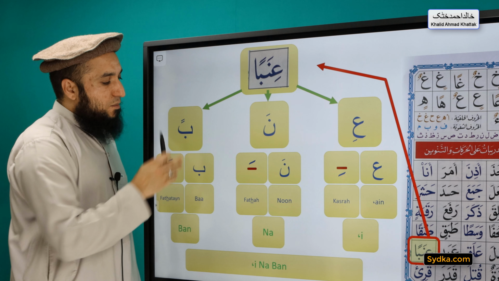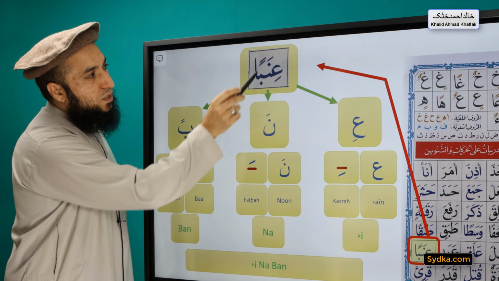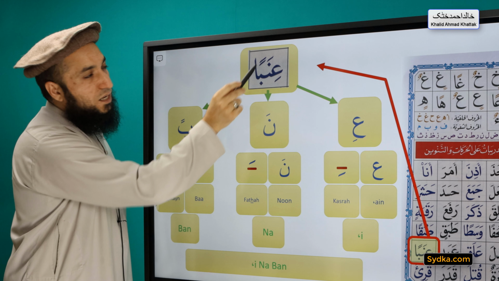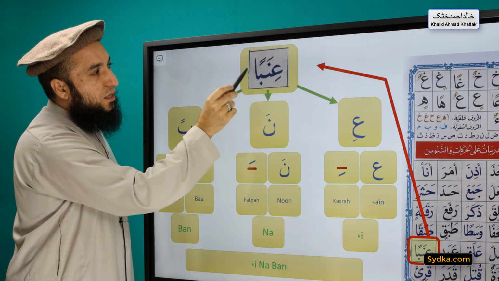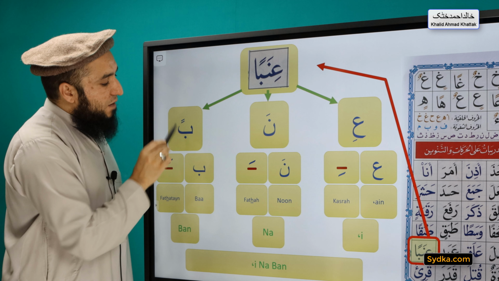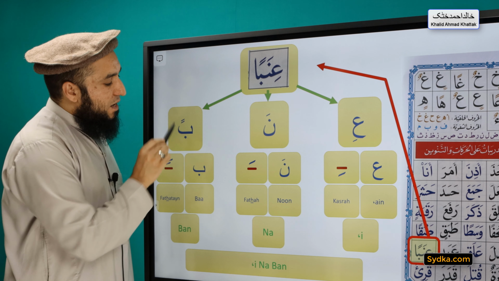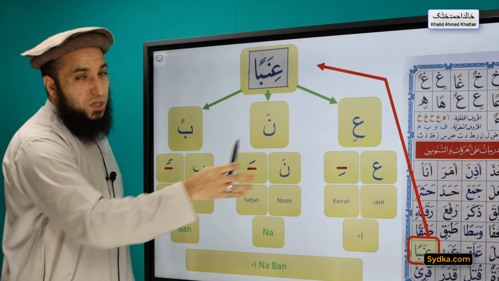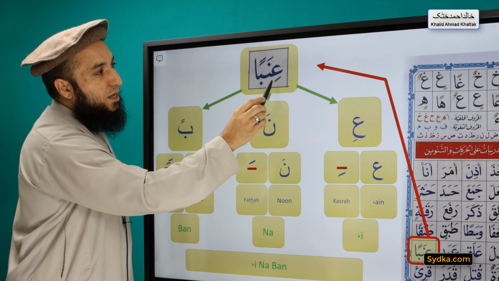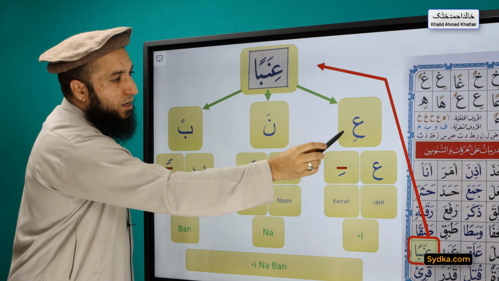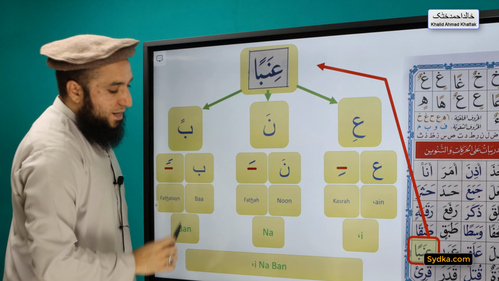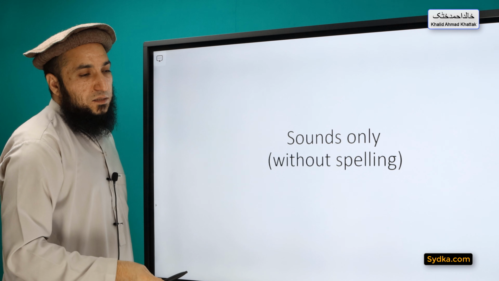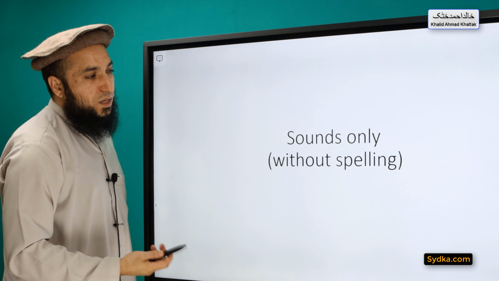The third syllable we have is ba fathatain, ban, but if you notice here, this alif is silent. So ba is not silent, and then we have fathatain, and alif is silent. Ba fathatain, ban. So now we combine these three syllables: 'inaban, 'inaban. So the next three slides would be sounds only without spellings.